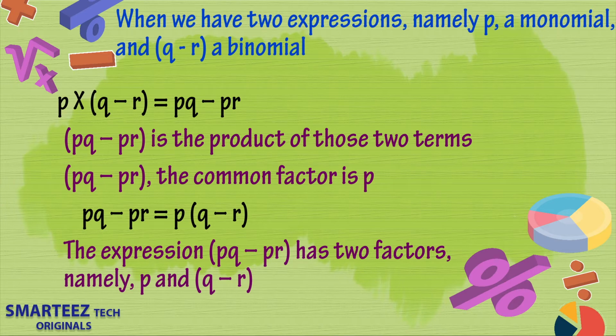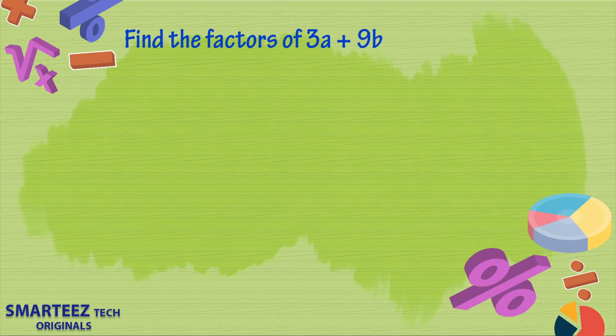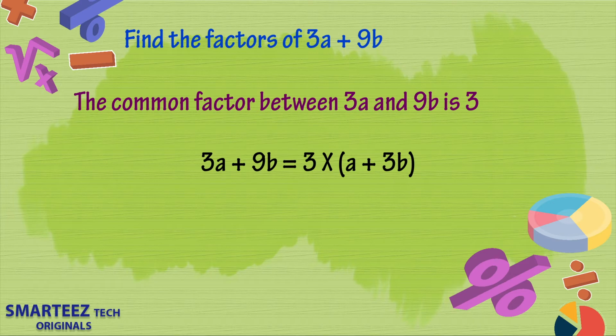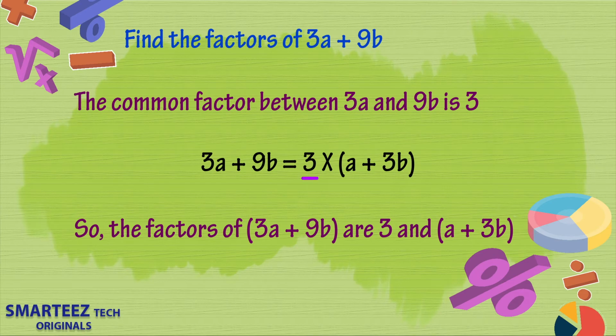The factors can be monomials, which can be a constant value or a variable, or higher order polynomials. In the example above, one of the factors is a monomial, namely p, and the other factor, q minus r, is a binomial. Let's look at another example. Find the factors of 3a plus 9b. The common factor between 3a and 9b is 3. So 3a plus 9b equals 3 times (a plus 3b). So the factors of 3a plus 9b are 3 and a plus 3b.